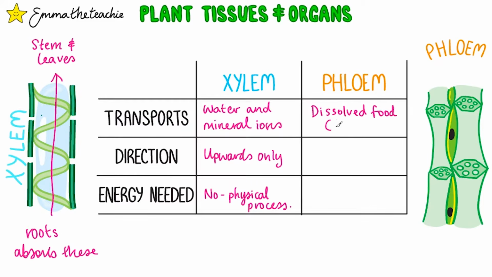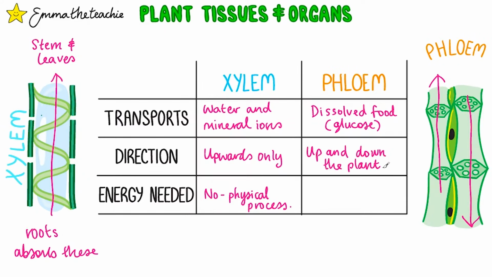The phloem transports dissolved food, i.e. glucose, which is made in the process of photosynthesis in the leaves. This needs to be transported up through the phloem to the developing tissue or the meristem, and down the phloem to the roots. The roots can't carry out photosynthesis, so they need to get their glucose that comes from the leaves. Therefore, the direction of travel is up and down the plant.